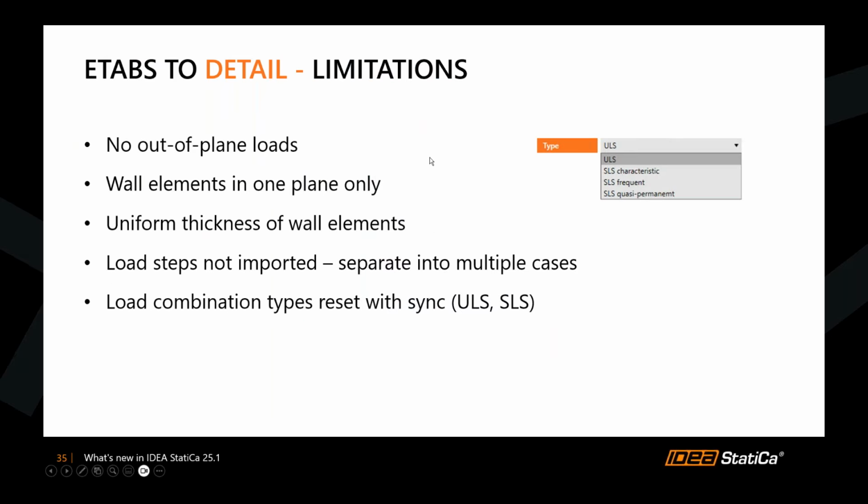Now, there are still some limitations to this link. There are no out of plane loads because, if you're talking about shear walls, normally the loads will be in plane, not out of plane. Then, wall elements in one plane only. Uniform thickness of wall elements, because if you have different ones, then you cannot merge them. And then load steps from ETABS are not implemented, so not imported. You have to separate them into multiple cases.